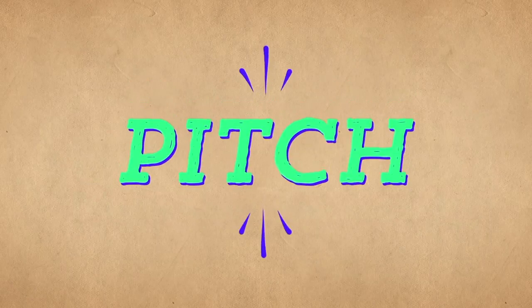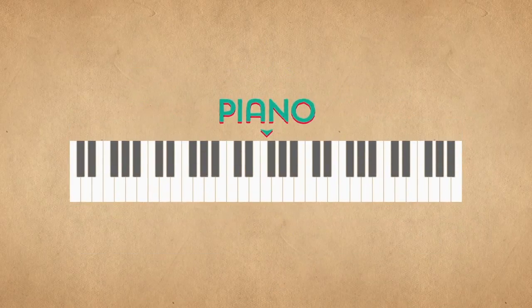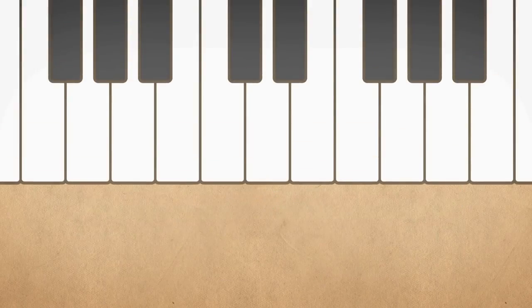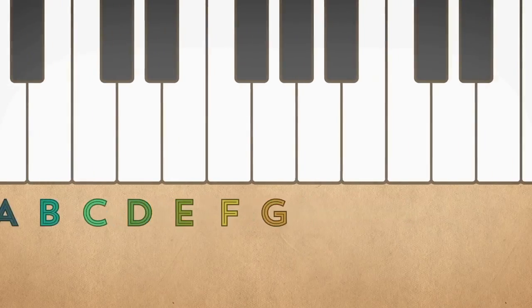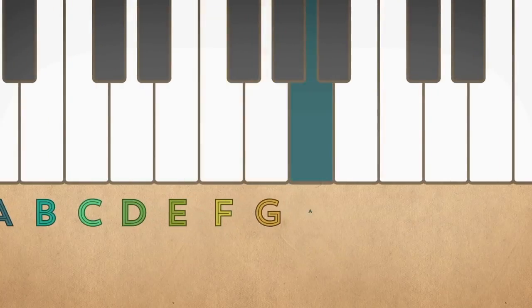Let's start with pitch. To help us out, we're going to use a piano, but this system works for pretty much any instrument you can think of. In the Western music tradition, pitches are named after the first 7 letters of the alphabet: A, B, C, D, E, F, and G. After that, the cycle repeats itself: A, B, C, D, E, F, G, A, B, C, D, E, F, G, and so on.